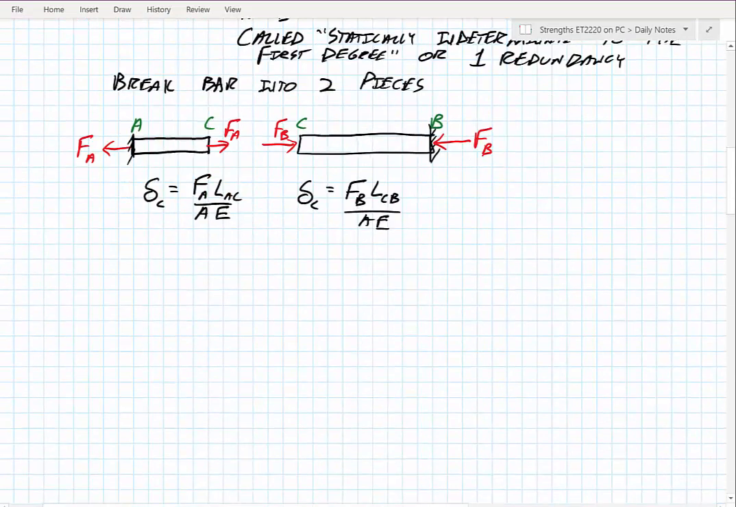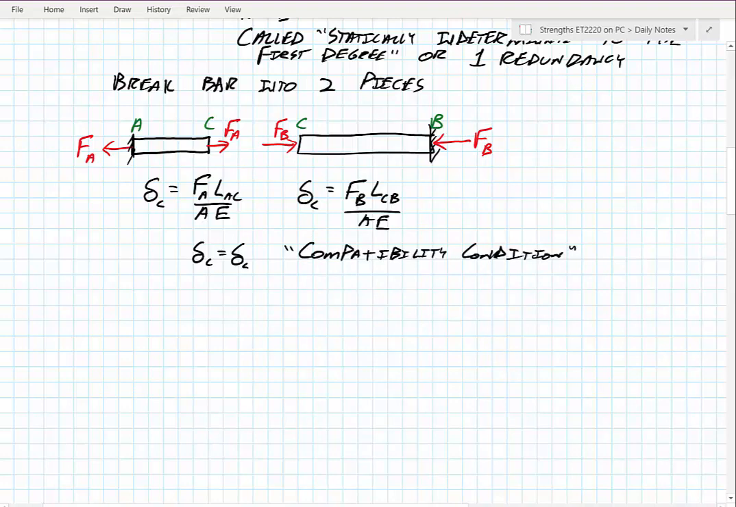So because I have these two that are equal to each other, we know that our delta C must equal delta C. We have a name for this. We call this our compatibility condition. Basically, compatibility condition means in order for this problem to work, or for it to exist in real life, C has to be compatible from the right hand side and the left hand side. So I can set these two equations equal to each other, and I have this relationship between the two.